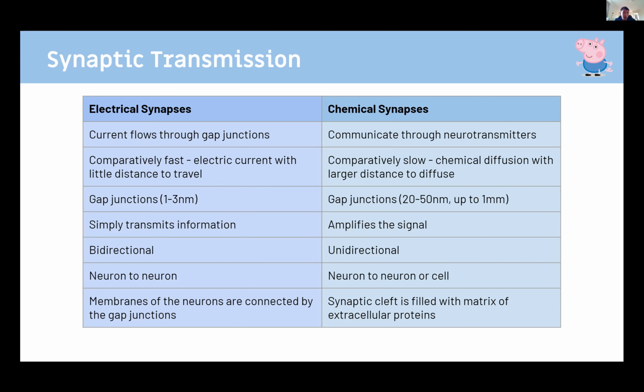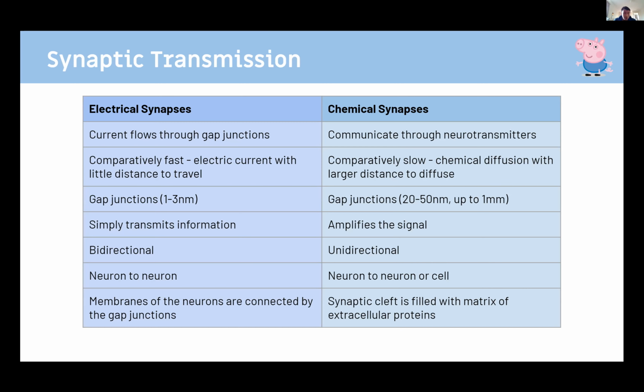In electrical synapses, the current will simply transmit information. The current won't get stronger, and it will get a little bit weaker as it travels with distance, but it's basically the signal that it transmits, it won't get stronger. But if you have chemical synapses, when the chemicals diffuse across, they will amplify the signal again. So that's just something to note.